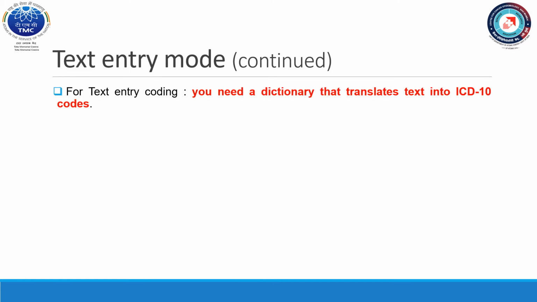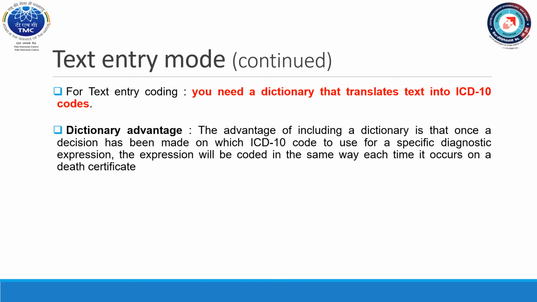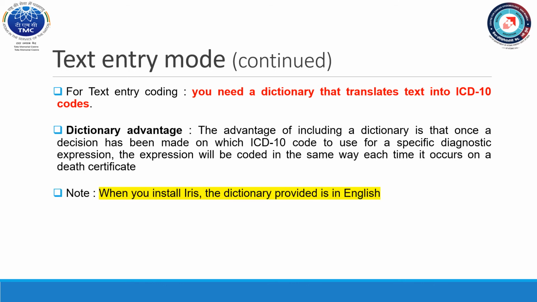For text entry coding, you need a dictionary that translates text into ICD-10 codes. The advantage of including a dictionary is that once a decision has been made on which ICD-10 code to use for a specific diagnosis expression, the expression will be coded in the same way each time it occurs on a death certificate. When you install Iris, the dictionary provided is in English language.